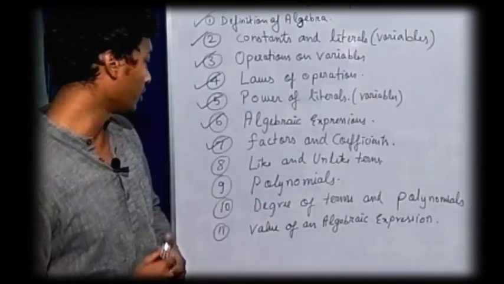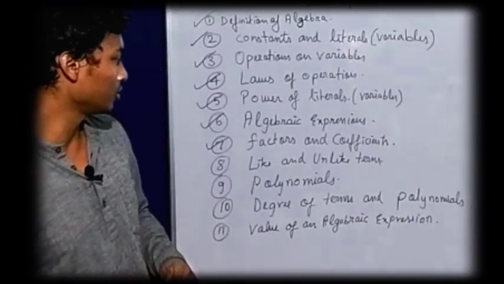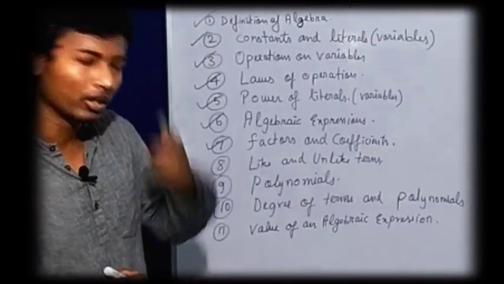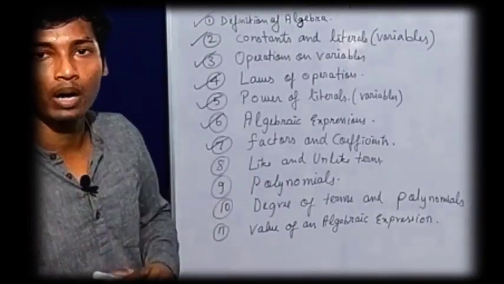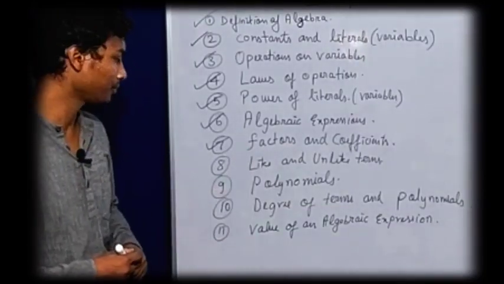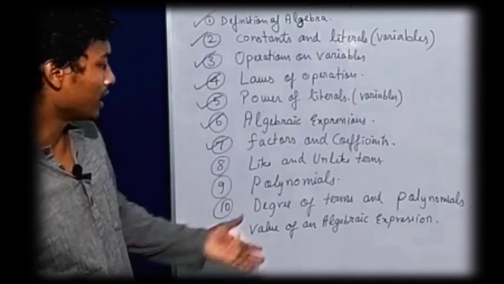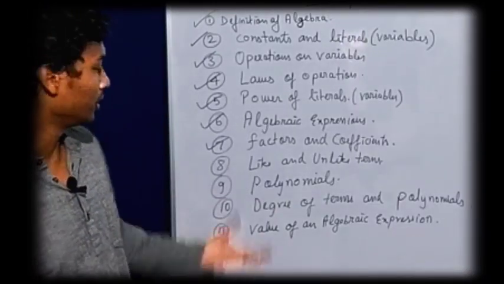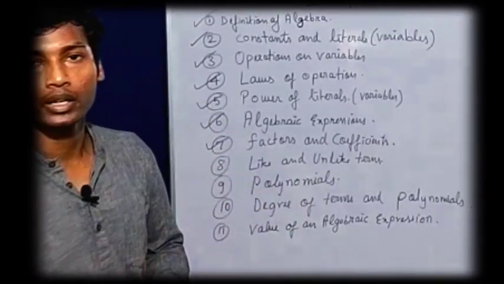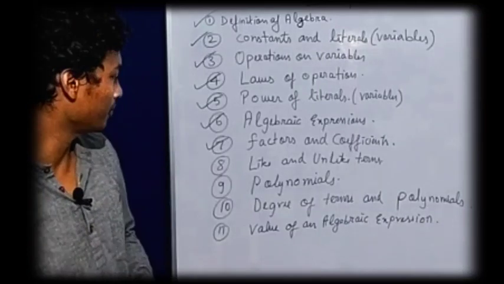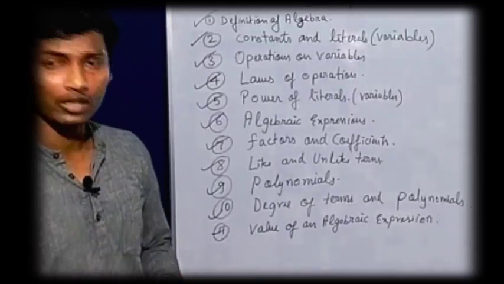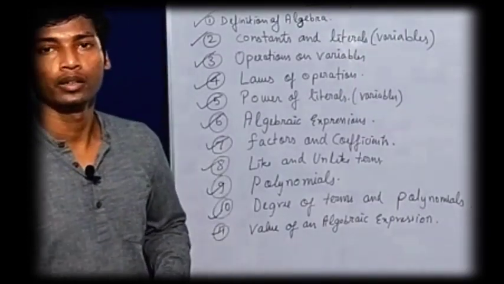The degree of terms and polynomials. So we have learned about the degree of terms, the exponential power, or you can say the highest power of a term is called the degree of a term or the degree of polynomial. And then finally, value of an algebraic expression. We can input any value into the variable and get a certain value for the algebraic expression. So I hope this lesson was clear to you. Thank you.